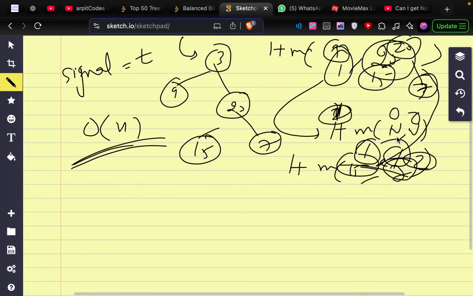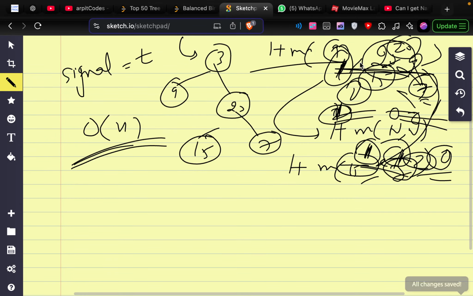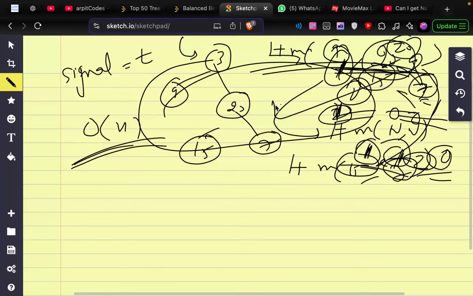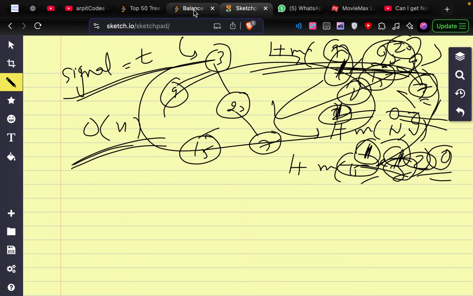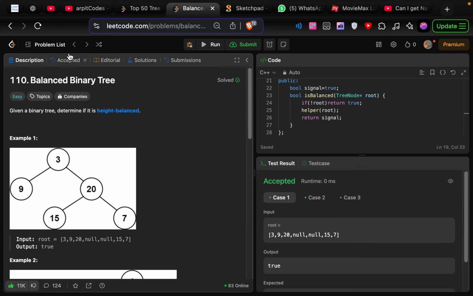Now at this point also we have 1 and 1 whose difference is 0, which is well within the range, and this is 1, this is 2, a difference of 1, which is less than or equal to 1. So the signal never turned false in this case, and hence this is height balanced. Let's take a case where it was not height balanced.